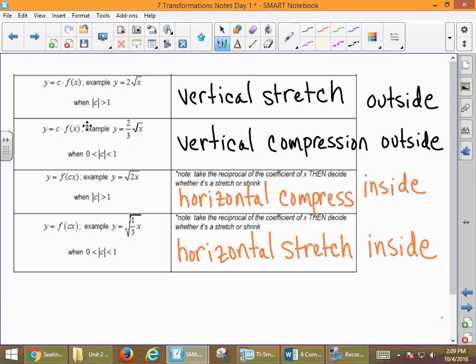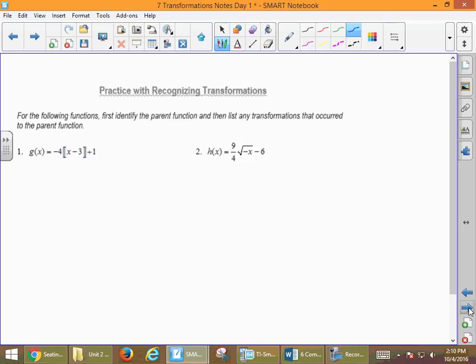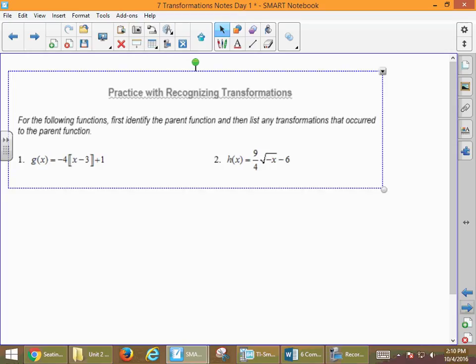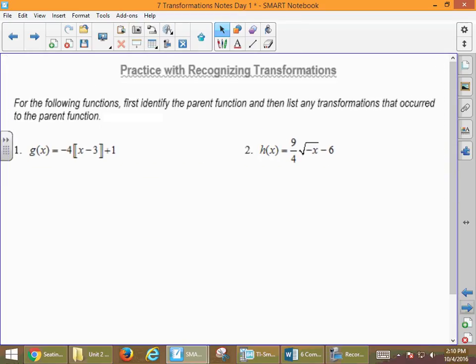So what you might want to do is leave your chart out on your desk, and then as we flip this chart over and we look at the back here, that way you can look at your chart to compare back or to be able to answer the questions here that we're going to finish with in our notes today. So when we look at this, for the following functions, we're going to identify the parent function and list any transformations that occur to the parent function.